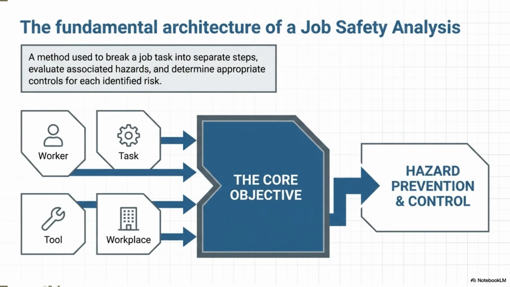At its core, a job safety analysis breaks any task down into separate steps, evaluates associated hazards, and determines the appropriate controls for each identified risk. To achieve our core objective of hazard prevention, we examine four key operational elements together: the worker, the task, the tools being used, and the broader workplace environment. By understanding how these four elements interact during an activity, we can isolate vulnerabilities early. This structural approach guarantees that no risk factor is overlooked before the job kicks off.